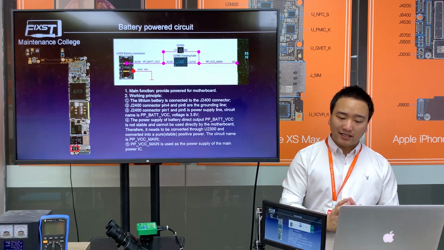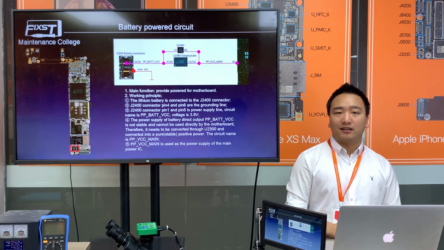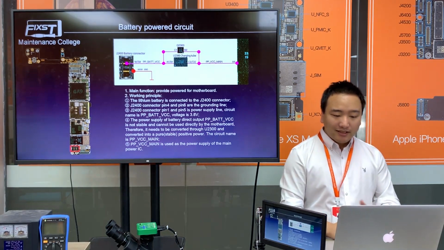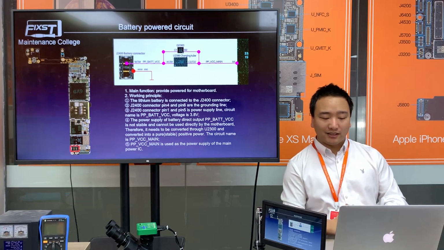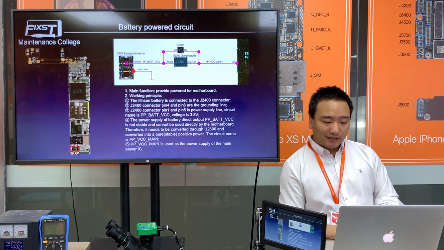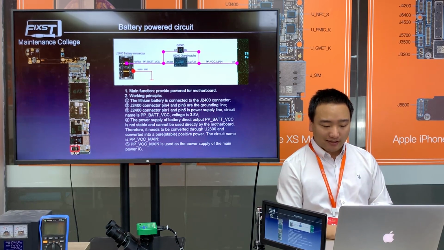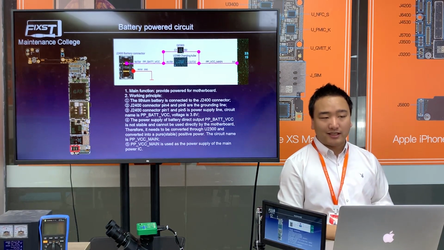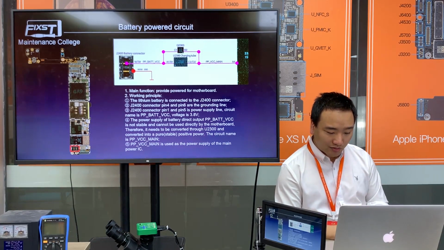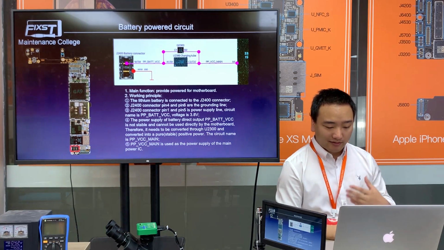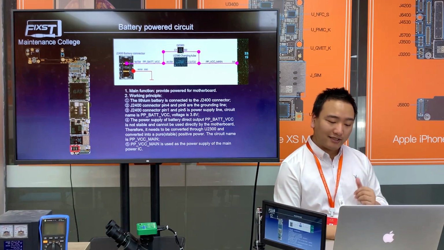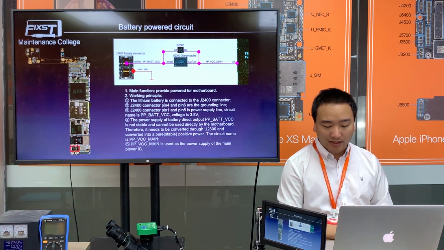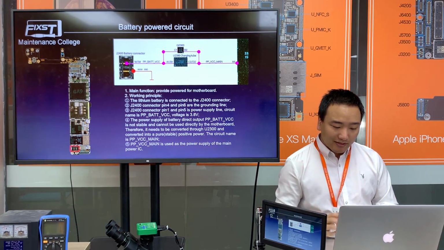And this power can be directly used by the PMU, the main power IC. So you will know that the battery is connected to the J2400 connector, and this connector's pin 4 and pin 6 are connected to GND, and pin 1 and pin 5 send power of about 3.8 volts.